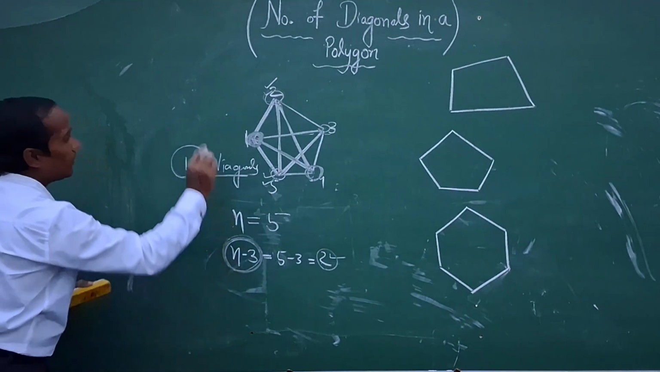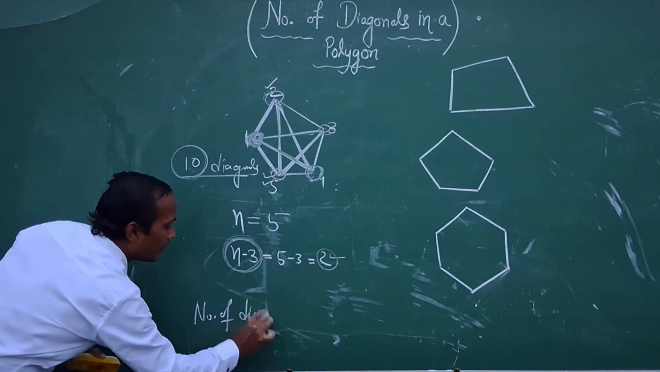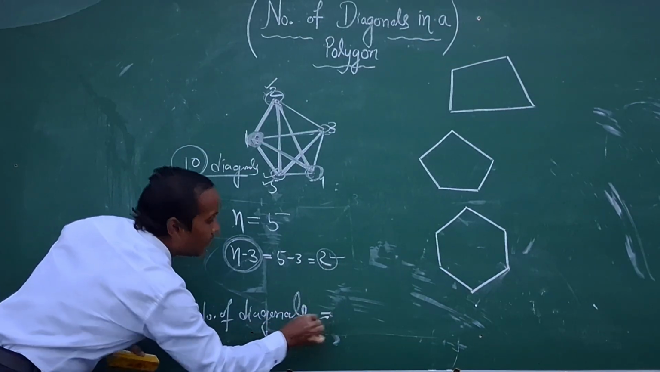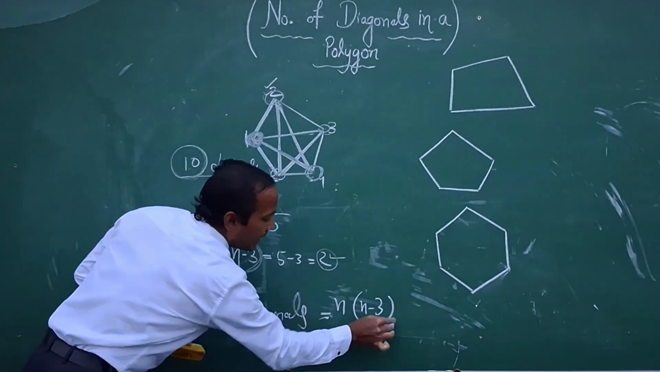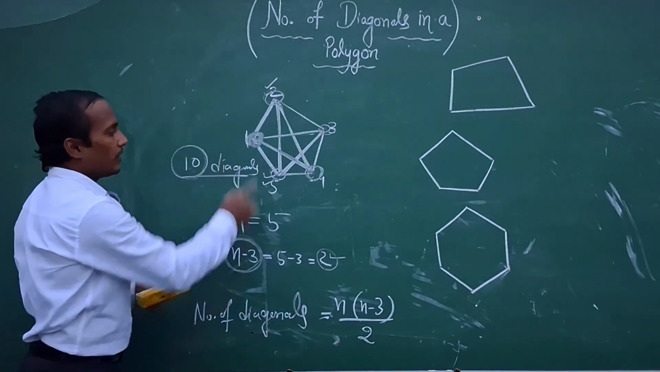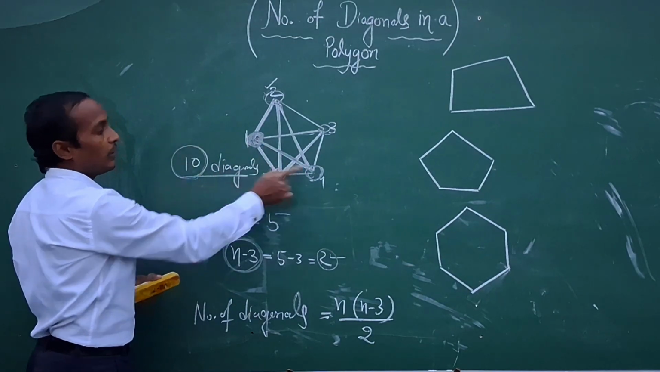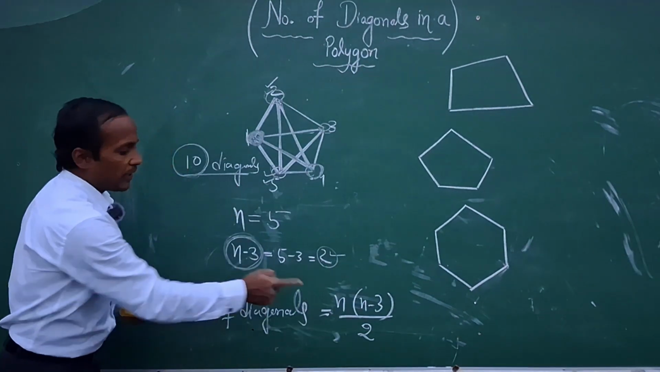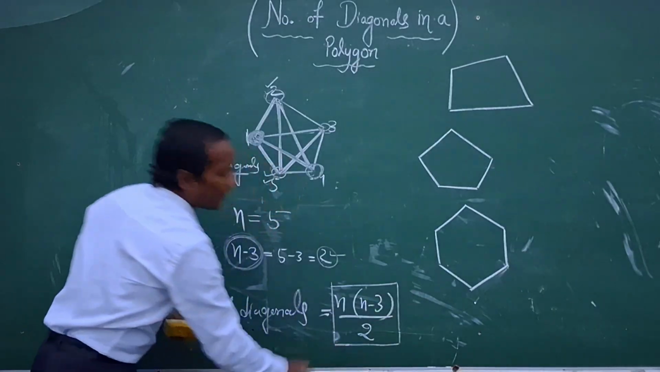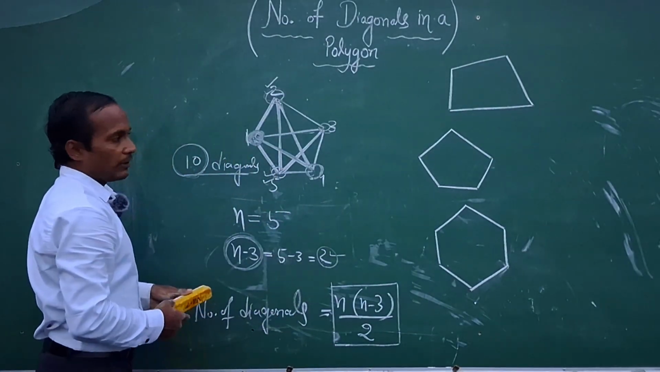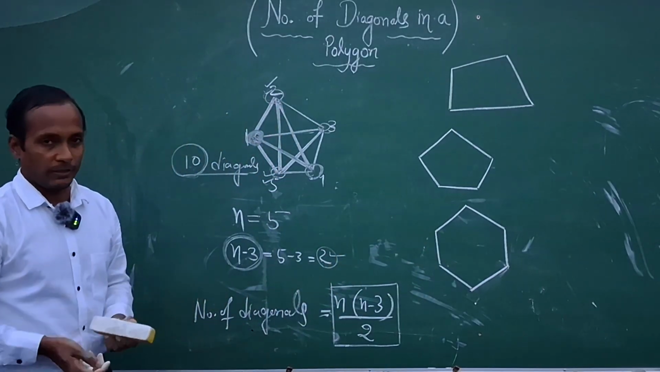So the number of diagonals will be n into n minus 3, divided by 2. This gives you actually 10 divided by 2, which is 5. Why are we dividing by 2? Because as I said, the diagonal which runs from vertex 1 to 4, the same diagonal runs from vertex 4 to 1. So that's why I have divided by 2. So that's why the formula for the number of diagonals is this. Now you can calculate the number of diagonals for a quadrilateral, hexagon, any other pentagon, any other polygon also.